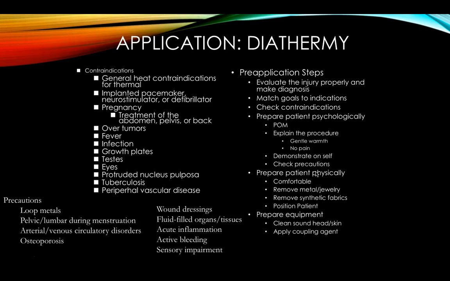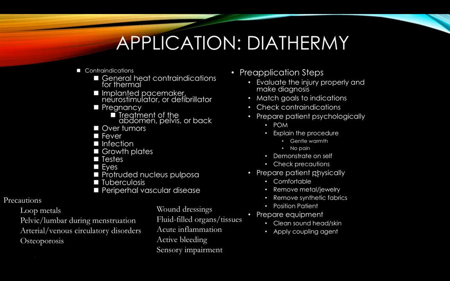Precautions, especially looped metals, implanted metals that are loops, that's a coil, so they're likely to get their own electromagnetic field around that coil, which could be problematic. Arteriovenous circulatory disorders, osteoporosis, again, menstruation, dressings that are moist. We don't want any fluid in the area. Acute inflammation if we're using thermal. Active bleeding if we're, again, using thermal. And then any sensory impairment.